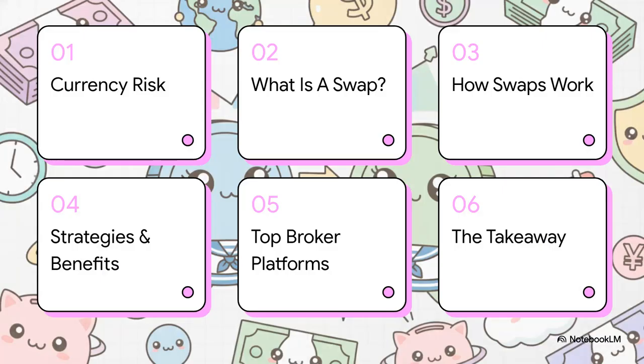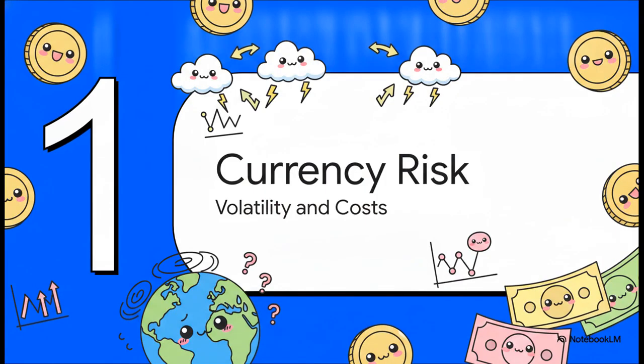So, here is exactly how we're going to break this down today. 1. The currency risk problem. 2. What is a swap? 3. How Forex swaps work. 4. Strategies and key benefits. 5. Top broker platforms. And finally, 6. The takeaway. Section 1. The currency risk problem, volatility, and costs.